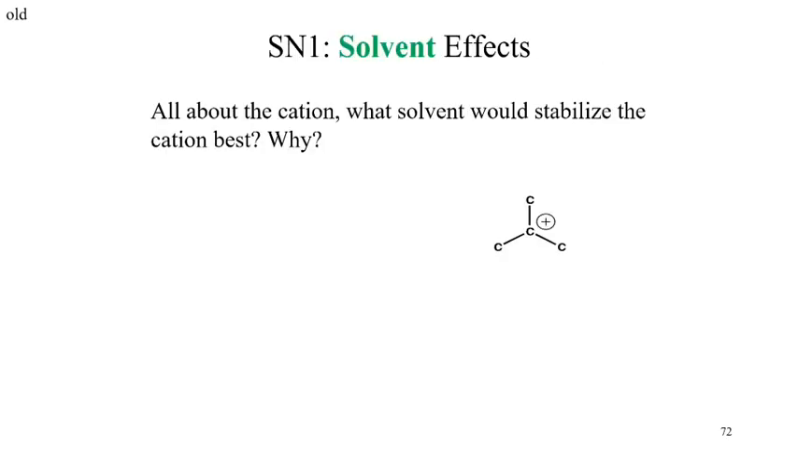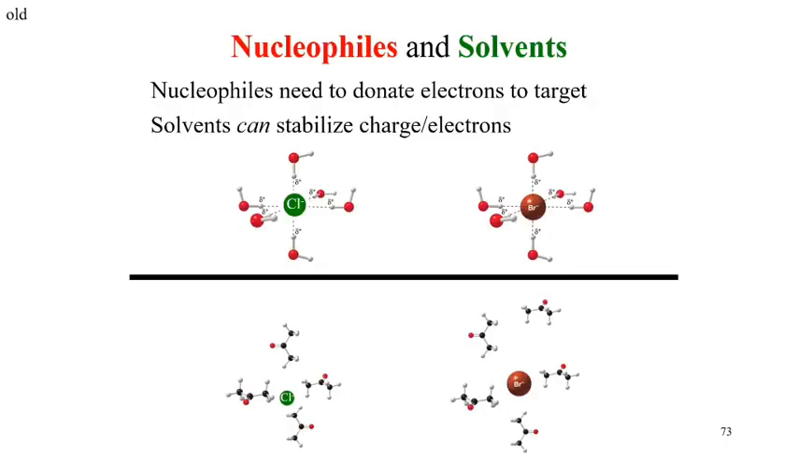Okay, so this is where the carbocation really comes in. We want a polar solvent for the carbocation because it generates the largest dipoles, which means we're going to get the largest negative to stabilize that positive. Okay, this is where we have the solvents placed in this case, largely for our nucleophiles. Nucleophiles need to donate electrons. Solvents can stabilize those charges and electrons. So depending on which solvent we're using, that can interfere with our nucleophiles.